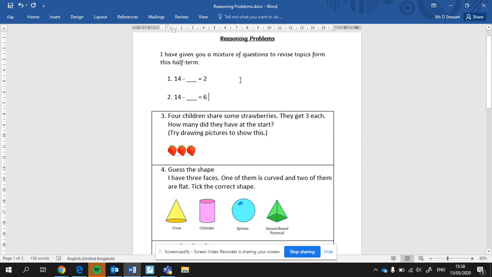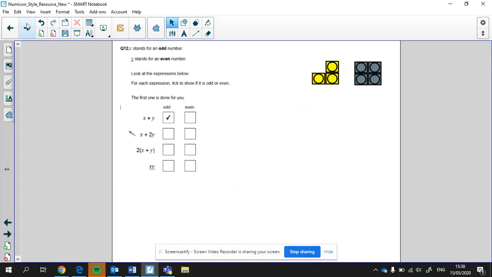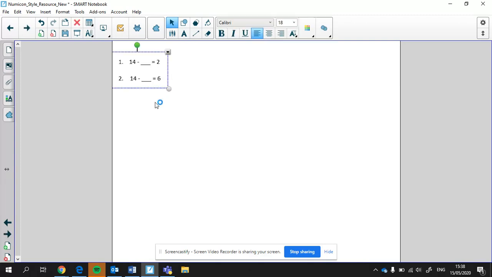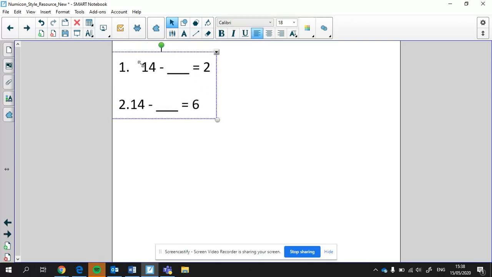So, they start off like this, nice and straightforward, but rather than addition, we've got subtraction and the missing number. So we can think about our part whole diagrams here. I'm going to copy those so we can draw some if we need to. All sorts of things on my smartboard. So these are our questions.